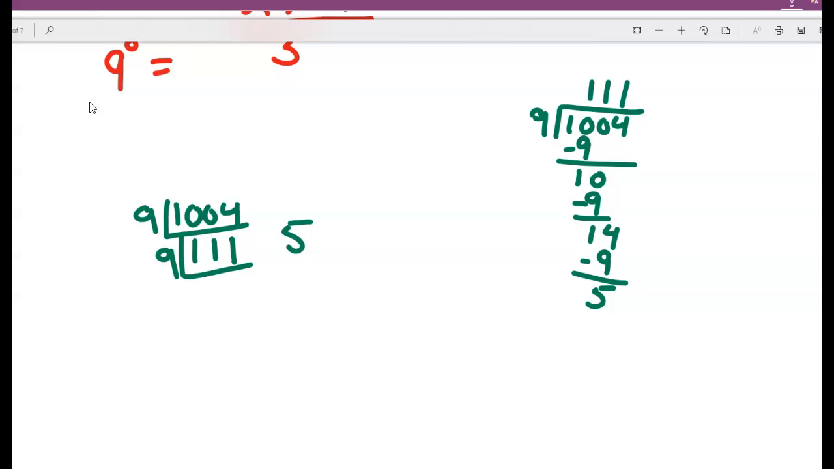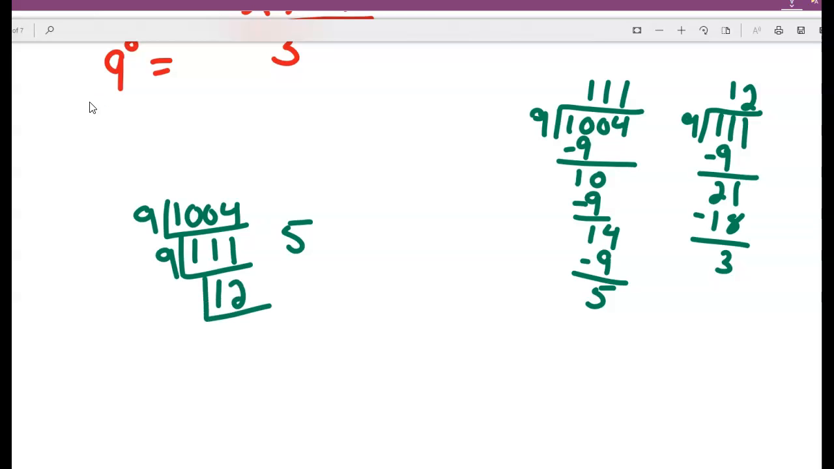And then I'm going to divide the 111 by 9. So 9 goes into 11 one time. That's 2 left over. Bring down my 1, 21. 9 goes into 21 2 times. 2 times 9 is 18 with a remainder of 3. So I'm going to put the 12 here. And I'm going to put my remainder here.